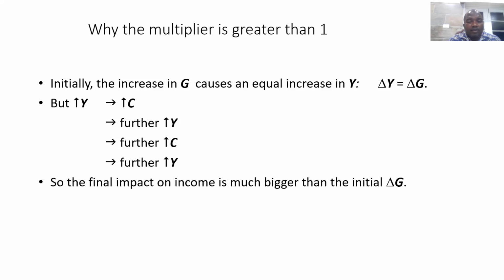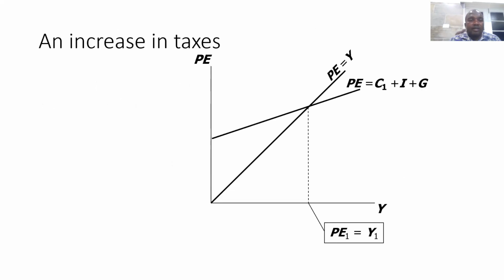So the final impact on income is far bigger than the initial change in government spending, because the trigger of the rounds of expenditure contributes to self-sustaining rounds until the process of the change in national income converges at the new equilibrium level of national income.